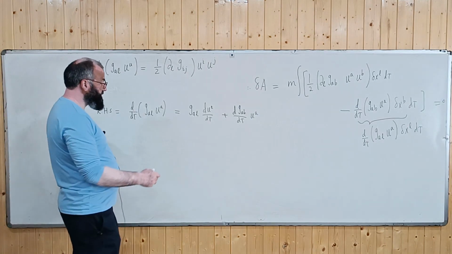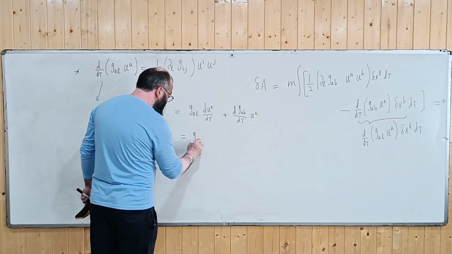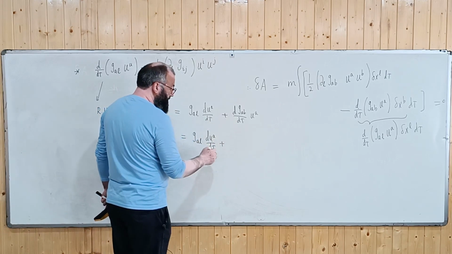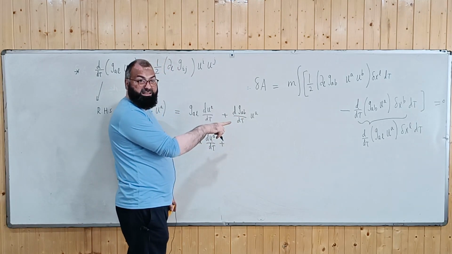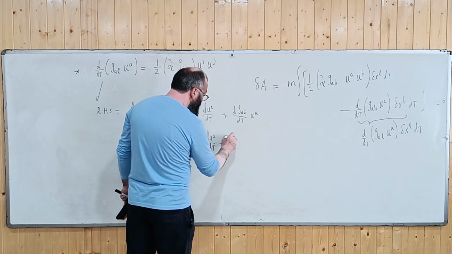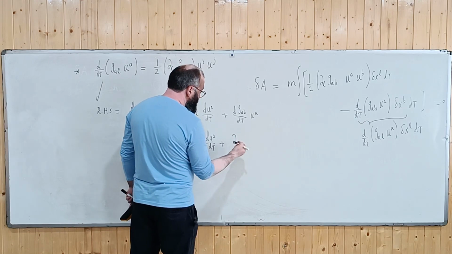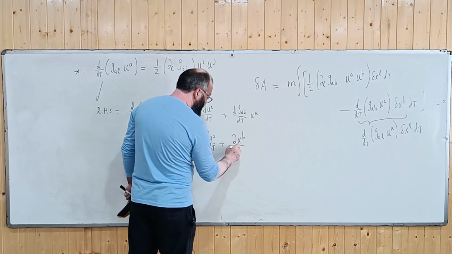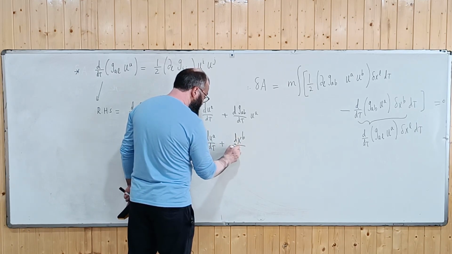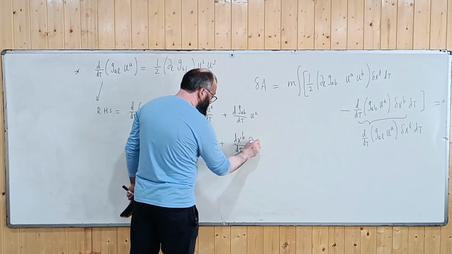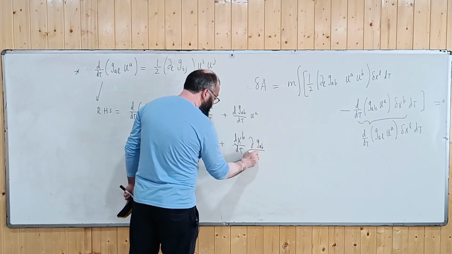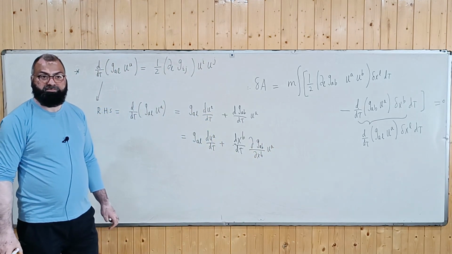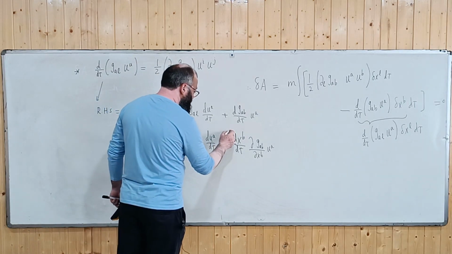Clear? Okay, so this I can write as g_AL du^A/dτ plus, since this has a coordinate dependence, I can write it like this: ∂_B g_AL times dx^B/dτ. Can I write it? Simple chain rule.